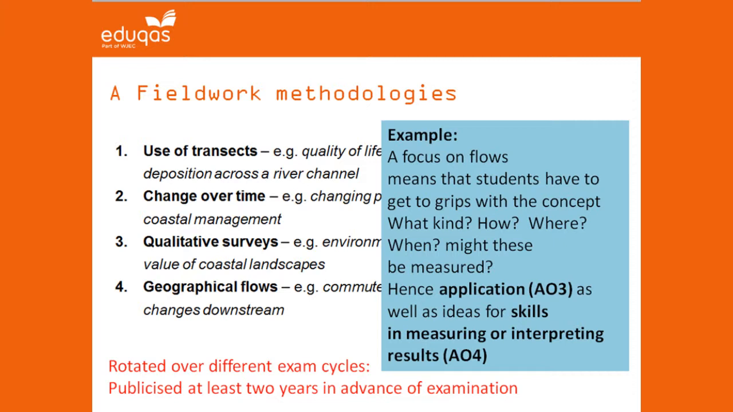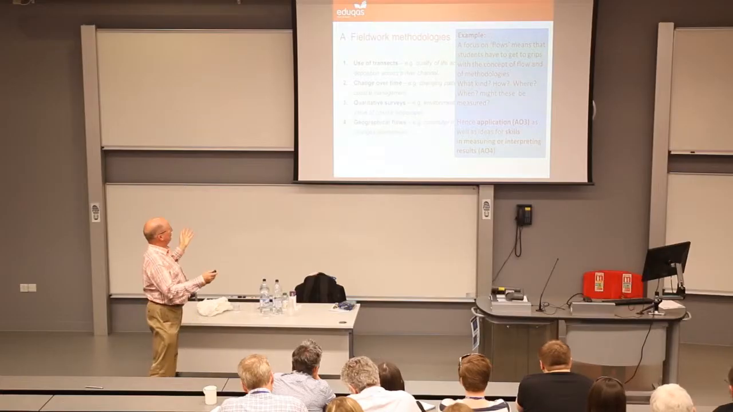Geographers use transects routinely. That might be a transect across a meander. It might be a transect through a CBD. It might be a transect between, say, inner city and outer city, or between outer city and urban-rural, in order to try and get an urban-rural continuum. It might be change over time. It might be qualitative surveys. It might be geographical flows.